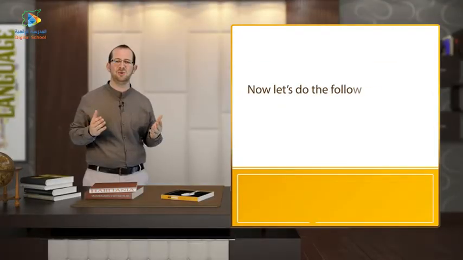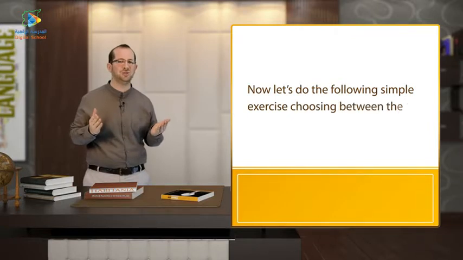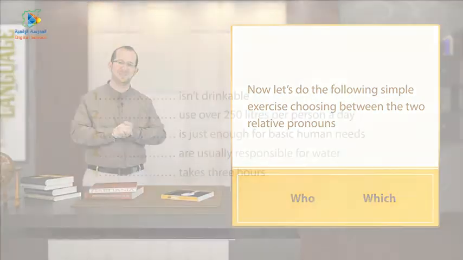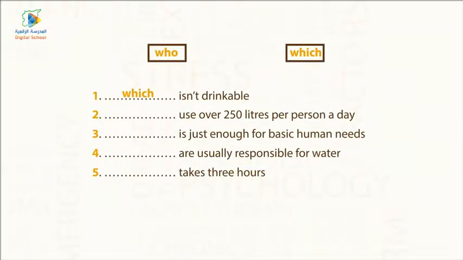Now, let's do the following simple exercise, choosing between the two relative pronouns, who and which. 1. Which isn't drinkable. 2. Who use over 250 liters per person a day. 3. Which is just enough for basic human needs. 4. Who are usually responsible for water. 5. Which takes 3 hours.